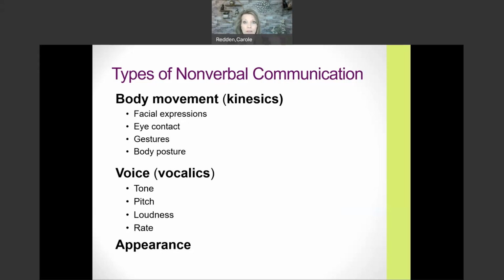I, in fact, do have a tone. But it was the fact that they brought it up that made me defensive about it. So we can use all of those vocalics or paralinguistic cues to emphasize our message and make sure our verbal messages match or align with our nonverbal messages.